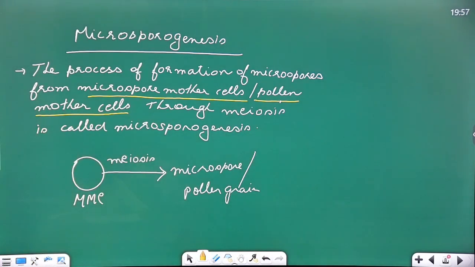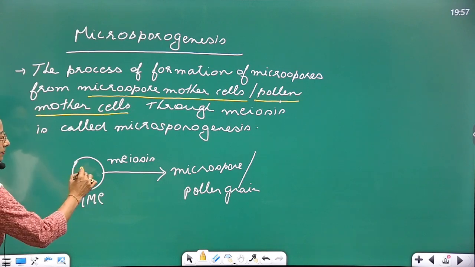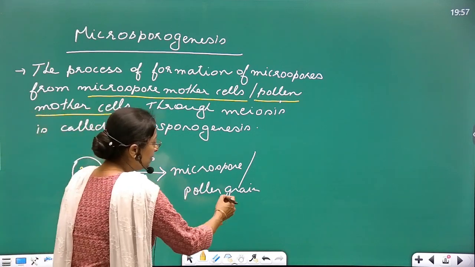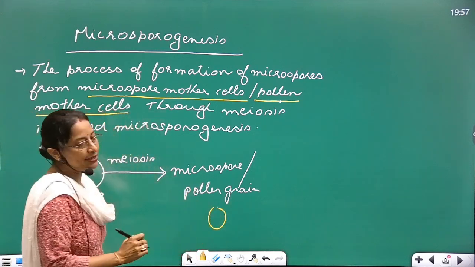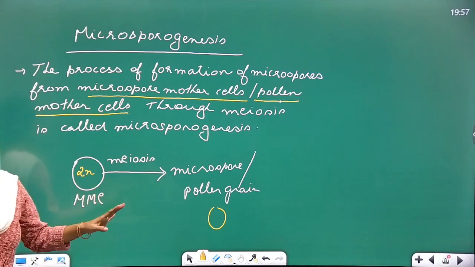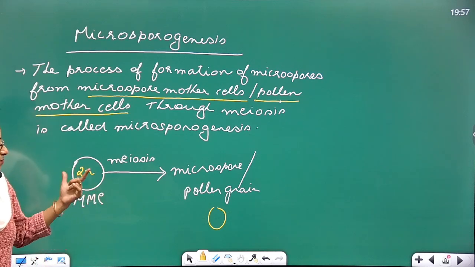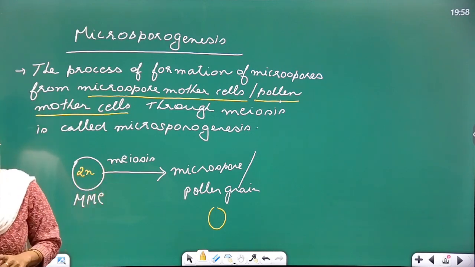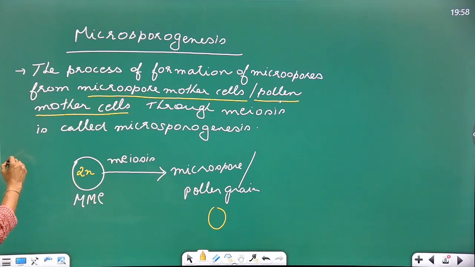Any cell that undergoes meiosis is considered a haploid or diploid cell? Diploid cell. So the MMC ploidy will be twice n. After meiosis, they will be forming a cell, and that cell would be haploid or diploid? The question is understood? MMC ploidy is twice n. Any cell that undergoes meiosis would be called what?